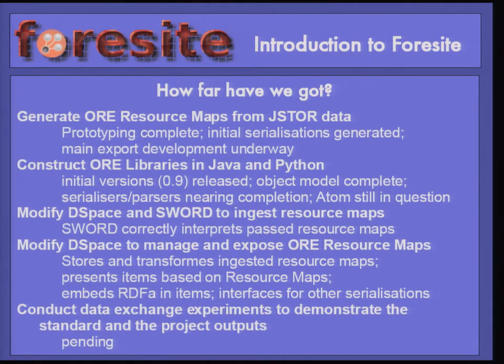So how far have we got with this? What is the feedback that the project is generating at the moment? First of all, we're getting into generating these resource maps. We've done the prototyping. We've got some initial serializations. They're not finished yet because one of the big feedbacks from this point is that the Atom serialization for ORE is not up to the job yet. So that's a good result in many ways from this project, in that we have tried to come up with a clean Atom serialization and are so far still struggling.